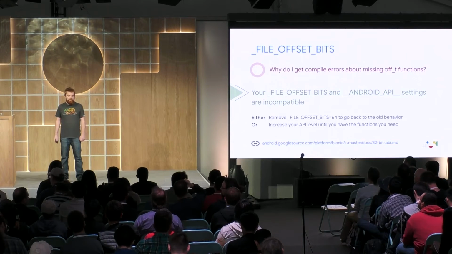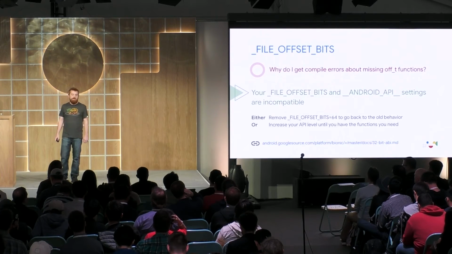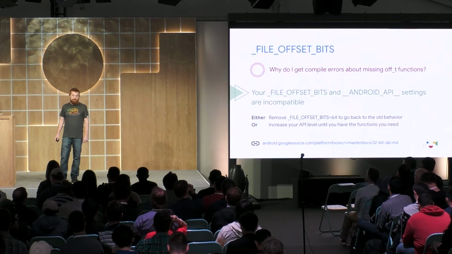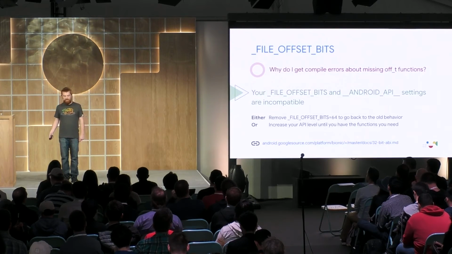If you do need large file support, the answer is a bit more complicated. Essentially, you need to figure out what your minSdkVersion is, what you're OK with your minSdkVersion being, which subsets of the APIs you need. Fortunately, this is really well documented. The doc link there, you can search in our bug tracker. If you have more questions, just file a bug. We're happy to help.